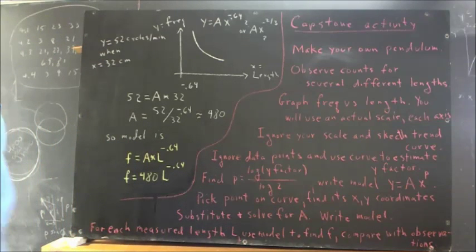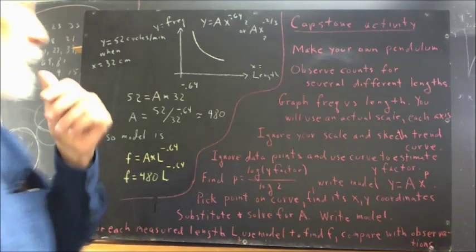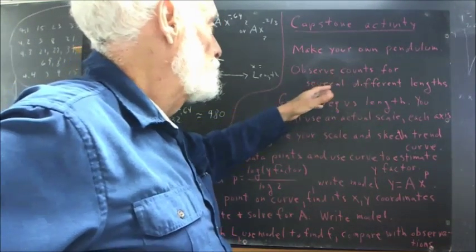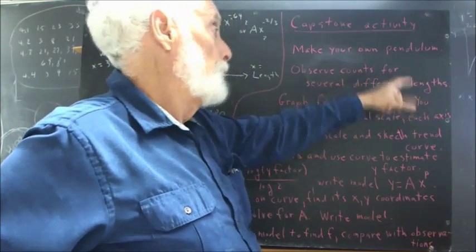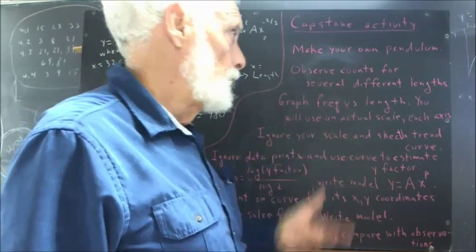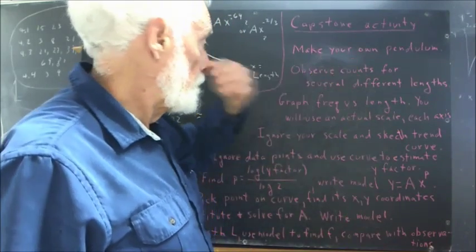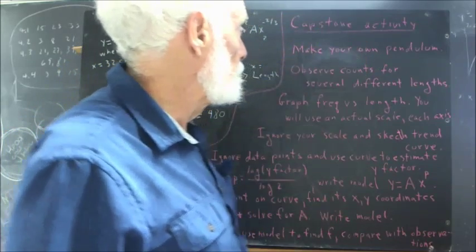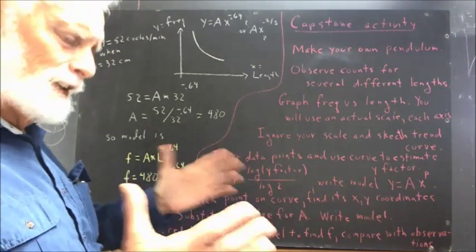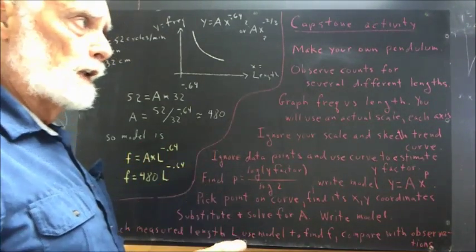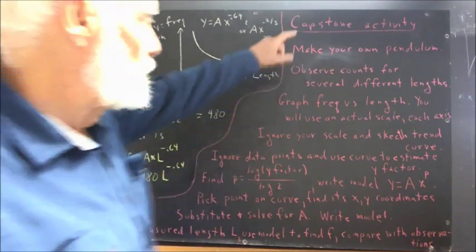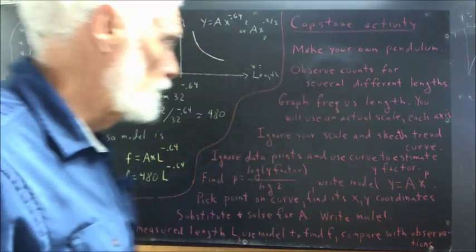And then using whatever measure you choose to use, we're going to observe counts for several different lengths. That means we have to measure the length, and you could measure it in centimeters, inches, feet, whatever. But we're going to observe counts for several different lengths. By several, I mean you should have at least 7 or 8 different lengths, and no two lengths all that close together, because you want a nice spread in your data. So make your own pendulum, observe counts for several different lengths.